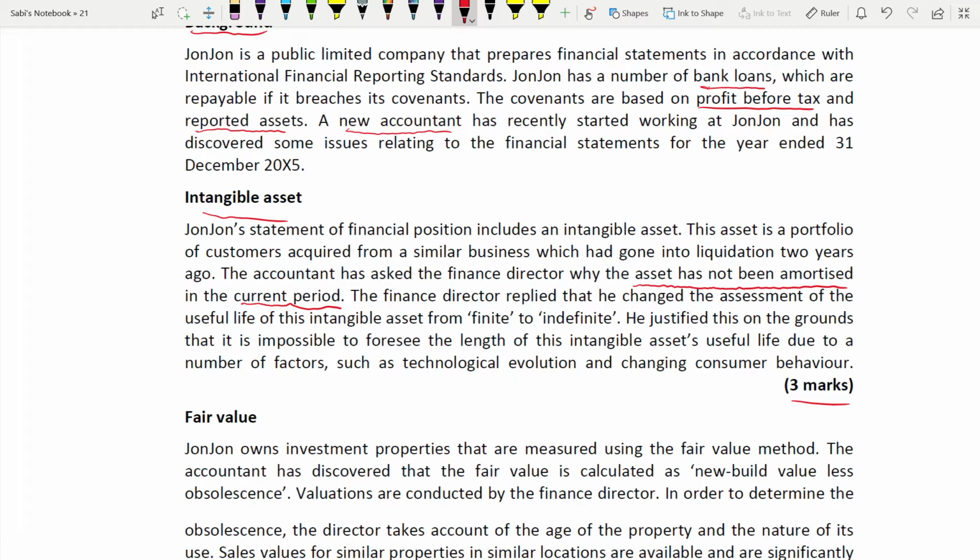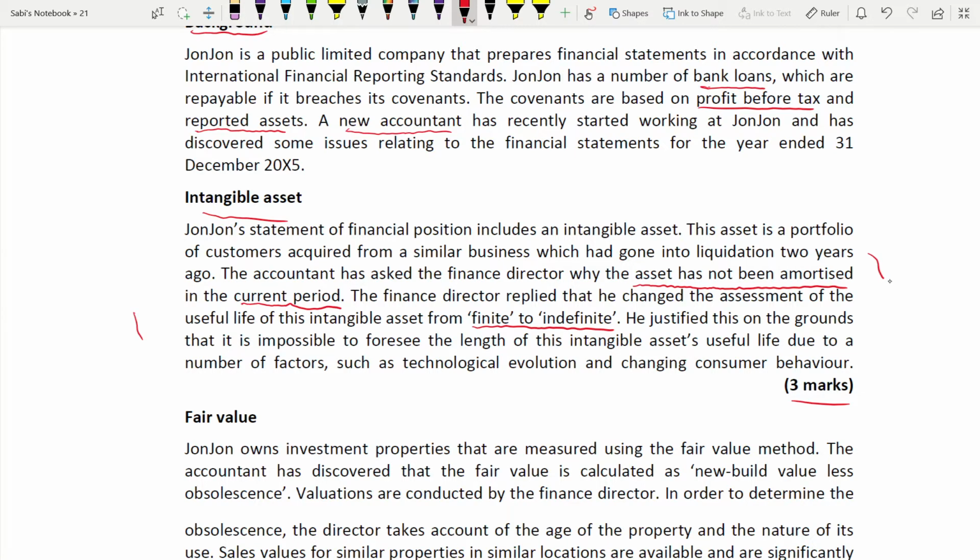Okay. The finance director replied that he changed the assessment of the useful life of the intangible asset from finite to indefinite. This you can also use as an ethical issue, because just like that you cannot change it, right? Finite to indefinite. Some evidence has to be there for why it is indefinite. Okay, this is a second problem. One is not amortized. Second is they changed the useful life. Two issues. One is for this, the other one is for this.